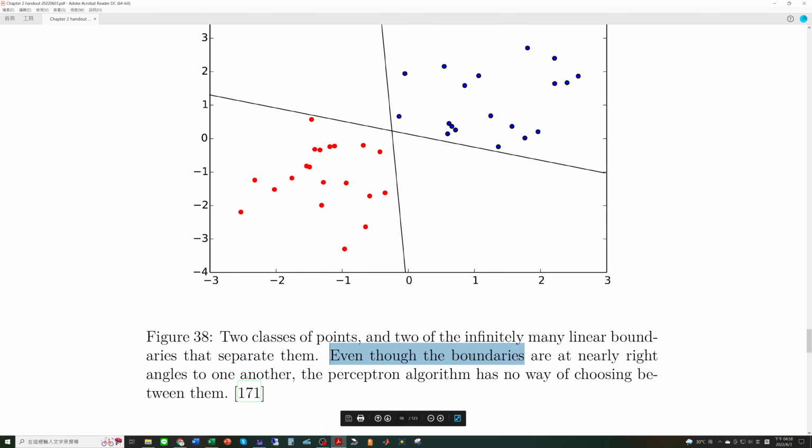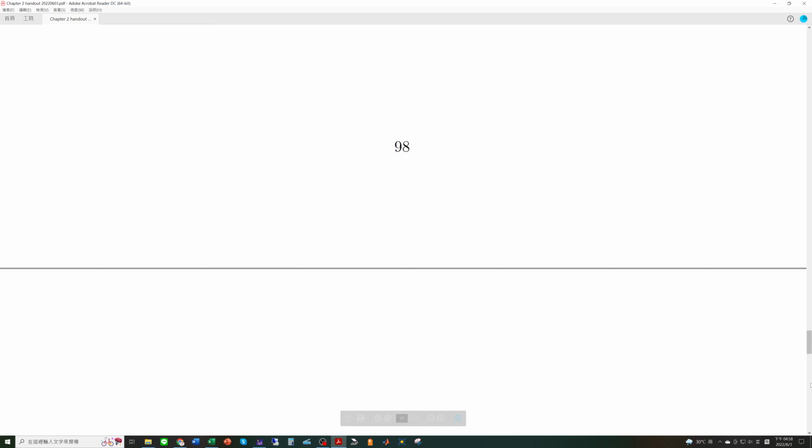Even though the boundaries are at nearly right angles to one another, you can see that the angle between these two boundaries is nearly a right angle, that is 90 degrees, the perceptron algorithm has no way of choosing between them. So, next page.